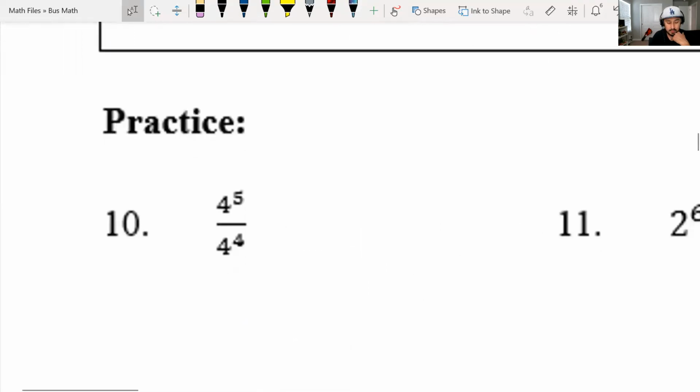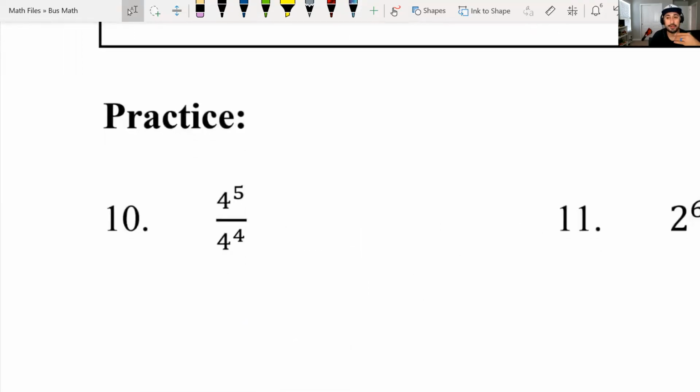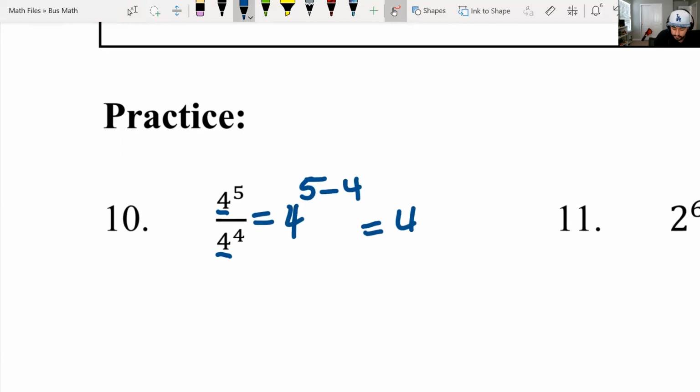Okay, and I'll show you another way to do it as well. Exponents are crazy and you can handle them as you like, okay? So for this first one, 4 to the 5th over 4 to the 4th, same base, which means you will subtract your exponents. This becomes 4 to the 5 minus 4, which gives me 4 to the 1st.